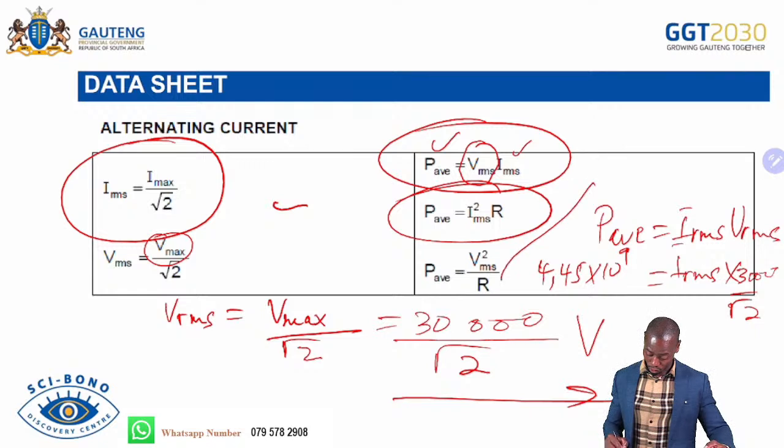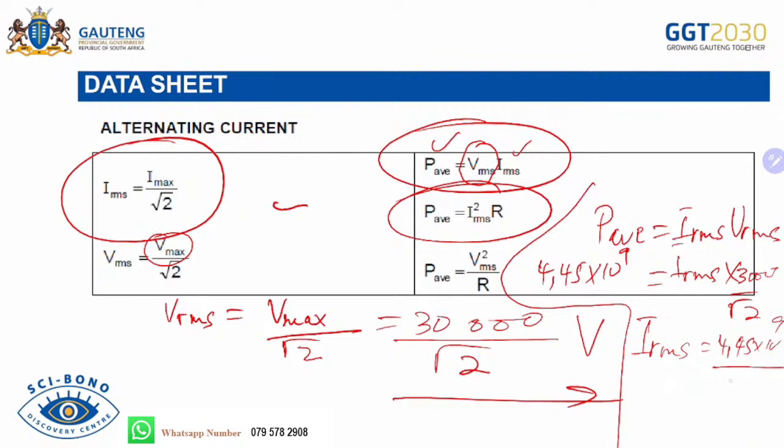Then your IRMS will be 4.45 times 10 to the power 9, and you divide that by 30,000 over root 2. Then you'll get your answer in amperes. So you just use those equations, and then you'll be able to get your answers.